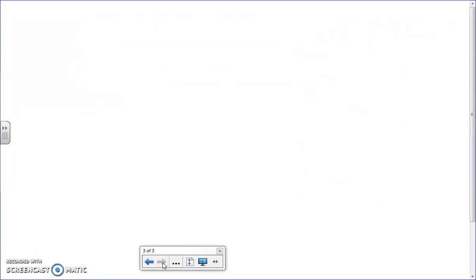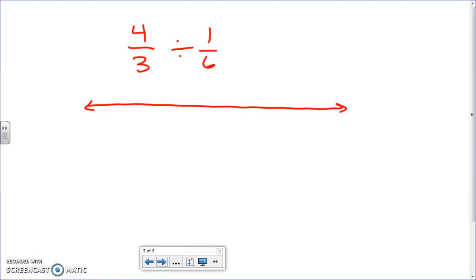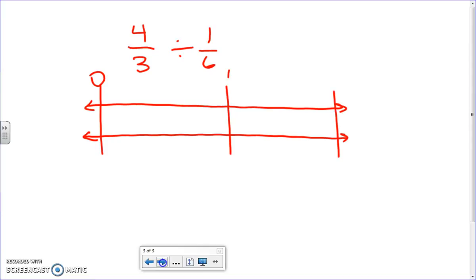So we're trying to figure out what 4/3 divided by 1/6 is. And here's how I'm going to use my model. I need 2 number lines. The first number line is going to represent 4/3. So I'm going to start with 0 here, and I need to decide how big to make this number line. I know 4/3 is an improper fraction. 3 goes into 4 once, and a little left over, 1/3. So I need to actually have 2 whole numbers on my number line, 1 and 2, because 4/3 is somewhere between 1 and 2.